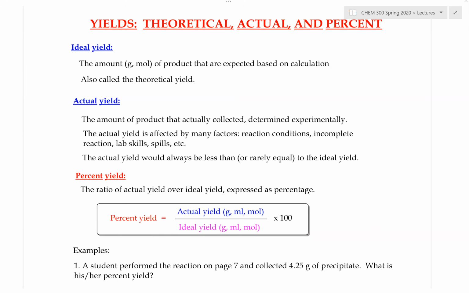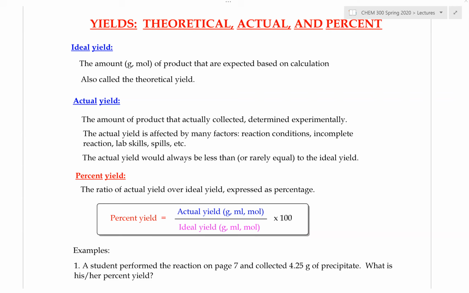Hi, in this lecture video, I will be discussing theoretical yield, actual yield, and percent yield. I will go over how to distinguish them and how to calculate the percent yield from a chemical reaction. First, let's go over some of this terminology.